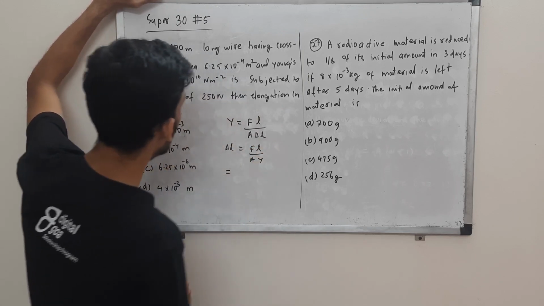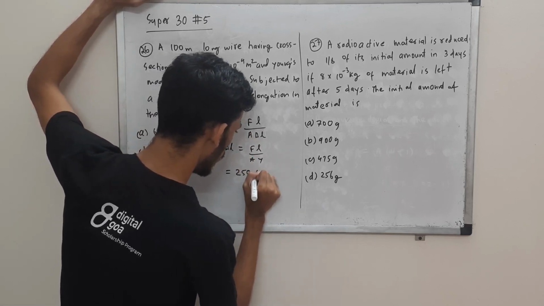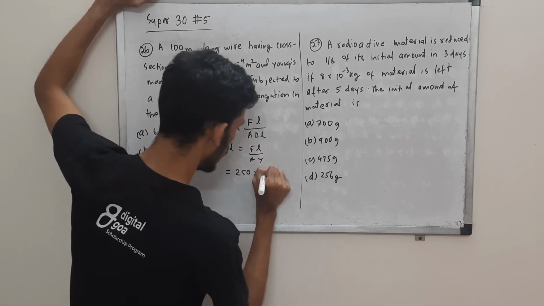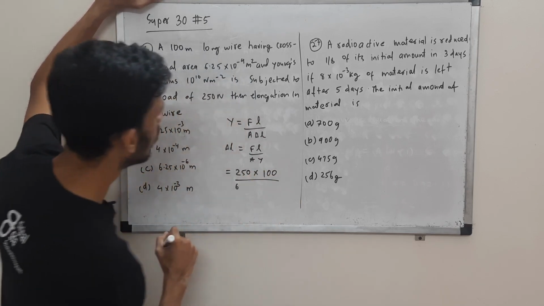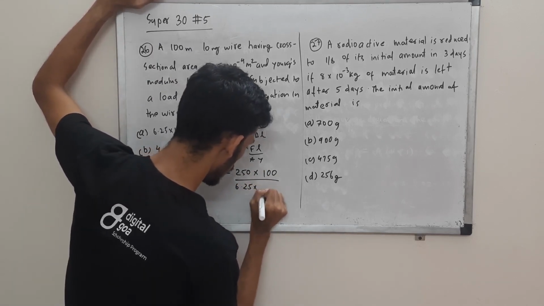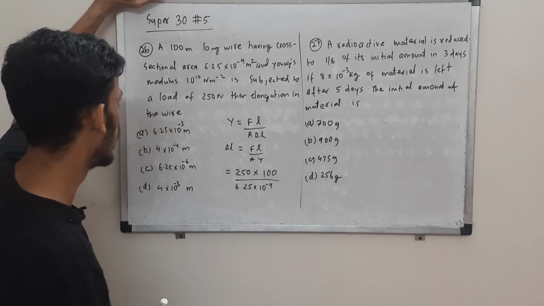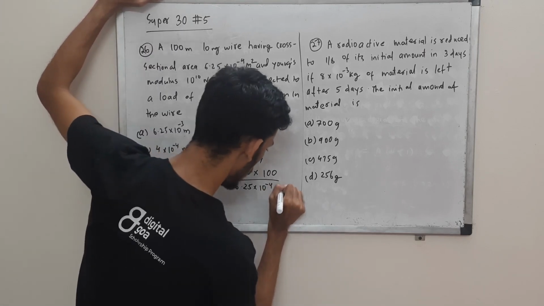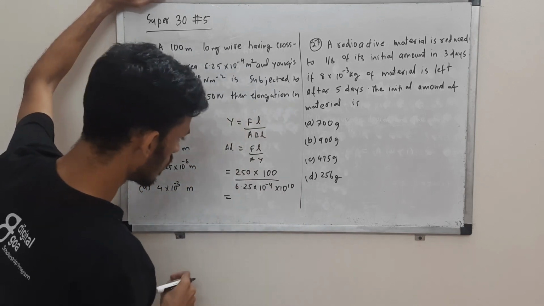So F is the load, 250 newtons. Then we have length 100 meters. Then we have area, 6.25 into 10 to the power minus 4. And then we have the Young's modulus, which is 10 to the power 10. Okay, so I think we can cancel this somehow.